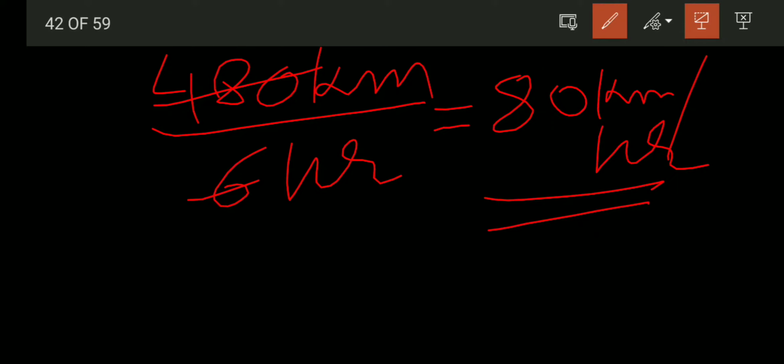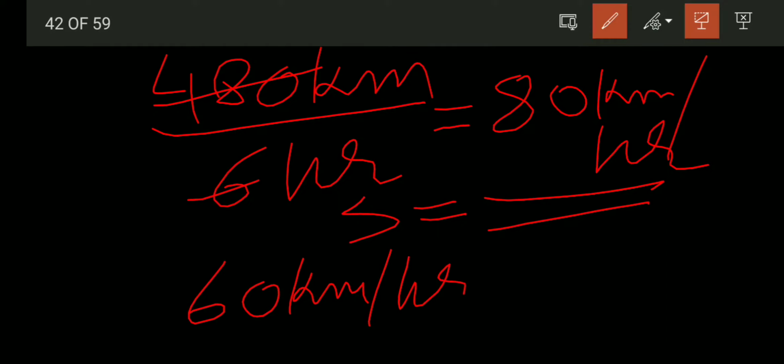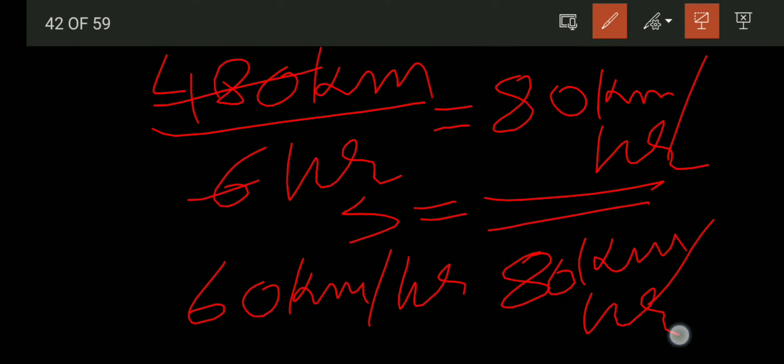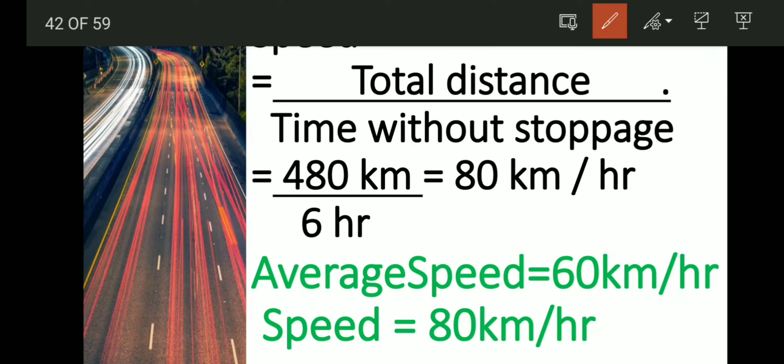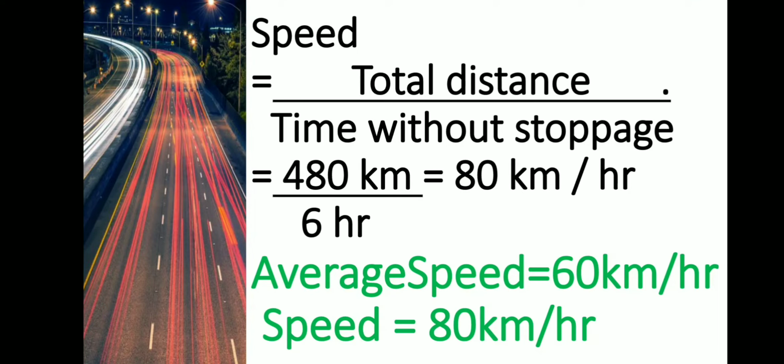Average speed was 60 kilometer per hour and speed is 80 kilometer per hour. So you can see the difference, 60 and 80. Why is it? This 60 is because of the inclusion of stoppage also. But here in 80 the stoppage is subtracted. So average speed is 60 km per hour and speed is 80 km per hour.